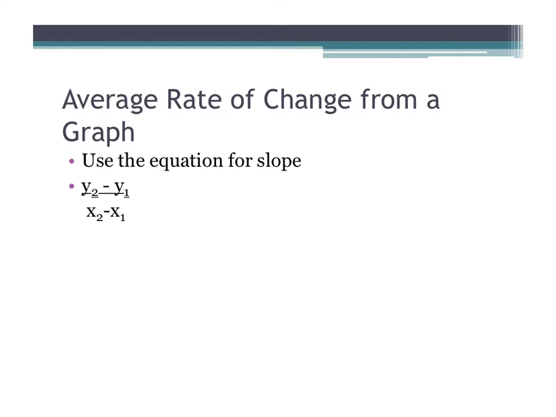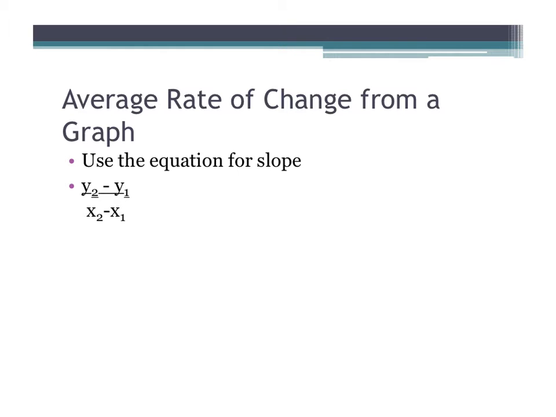3.4. Average rate of change. Your test on Thursday is over 3.1, 3.2, 3.3, 3.4. I have your quizzes. If you don't have them, we'll grab them before you leave, the 3.1 and 3.2 stuff. But I have a review that I will do with you guys on Wednesday in class.